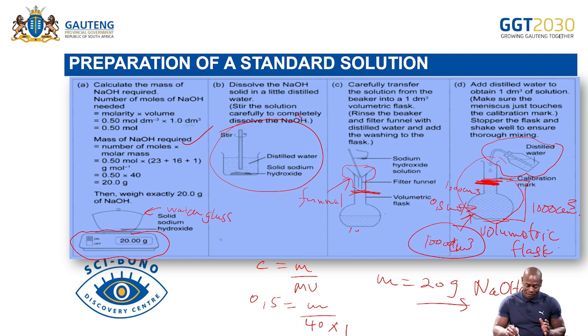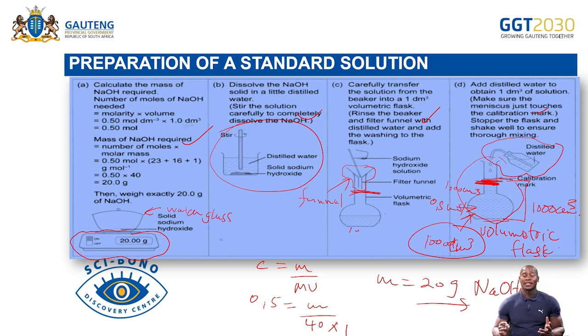These are the steps that we need to follow for us to be able to prepare a standard solution. Then after preparing a standard solution, you can move to titration. So for you to titrate, you have to start by preparing a standard solution.